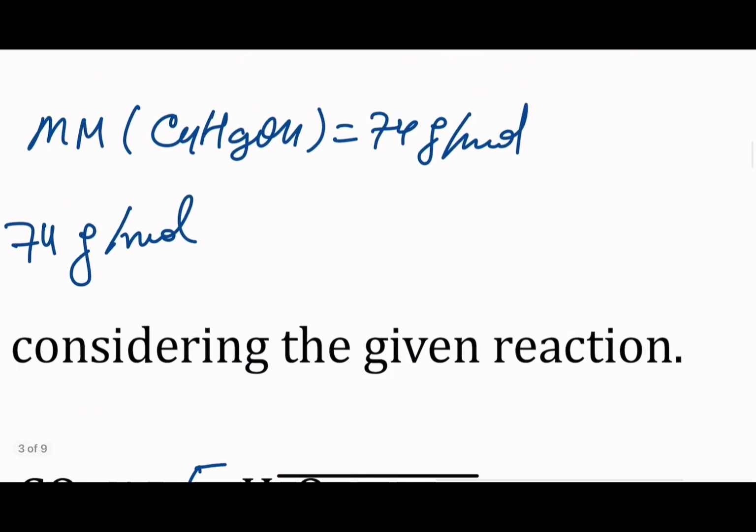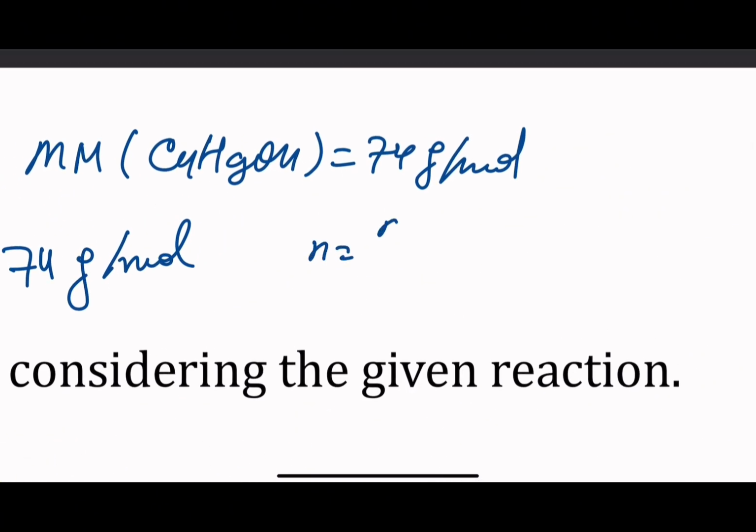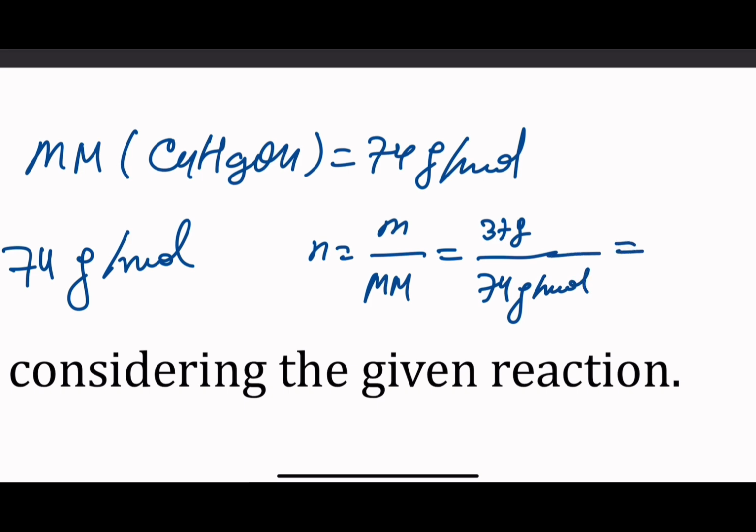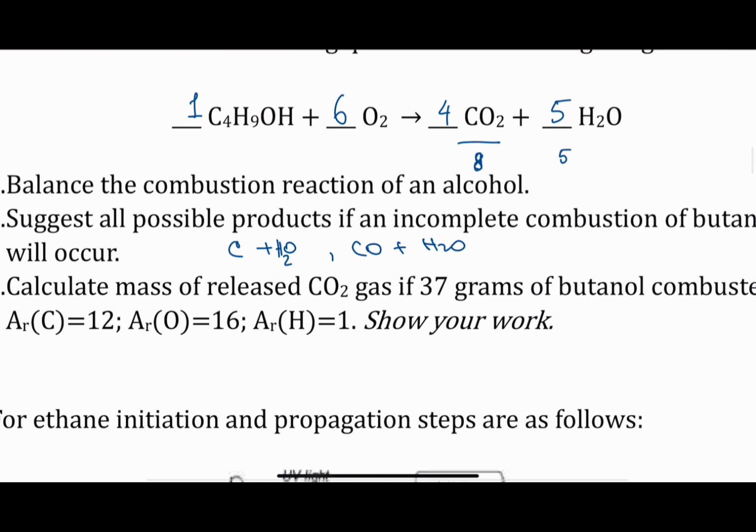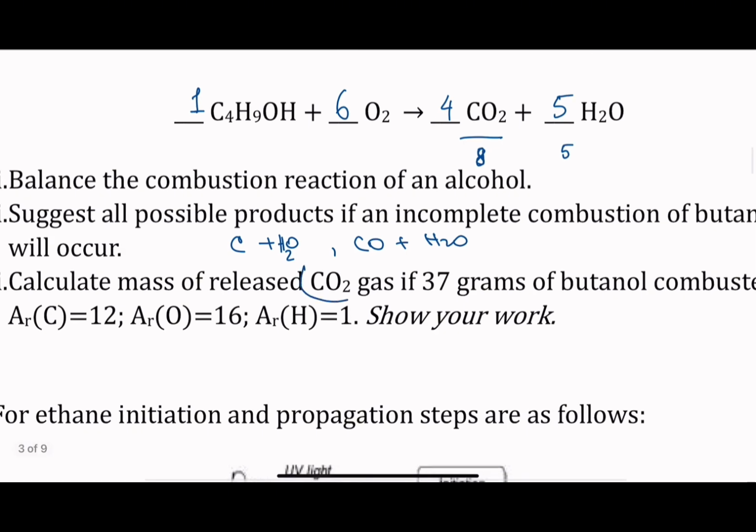Now if you do the calculation, we know that the mole number is mass divided by molar mass, 37 grams divided by 74 gram per mole. This gives you 0.5 mole. That's the reason we balanced it, in order to find the mole ratio between them. Now it's asking for the mass of CO2, right?